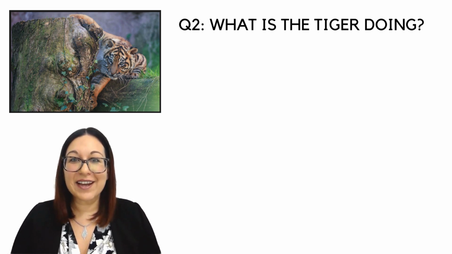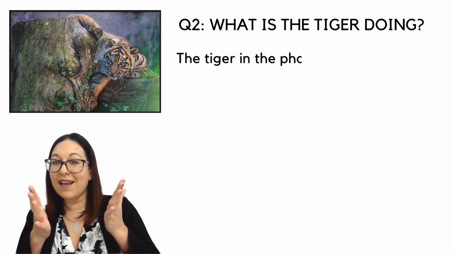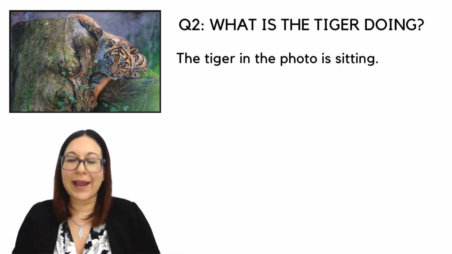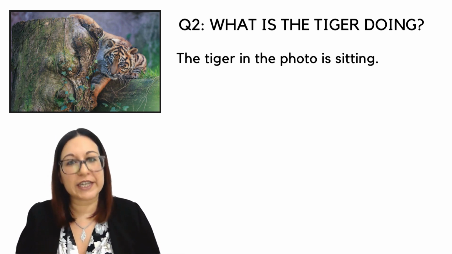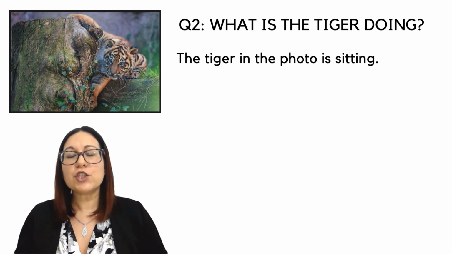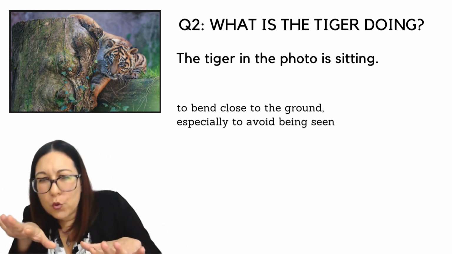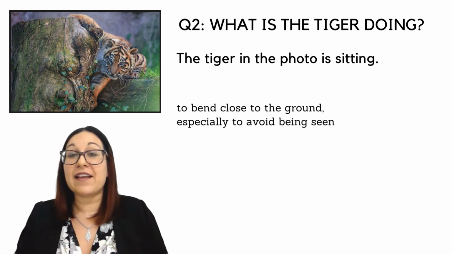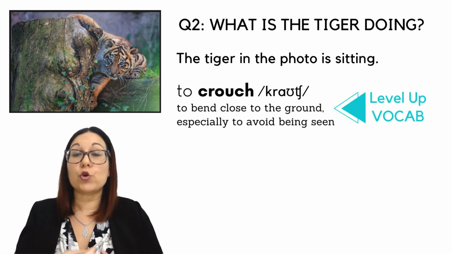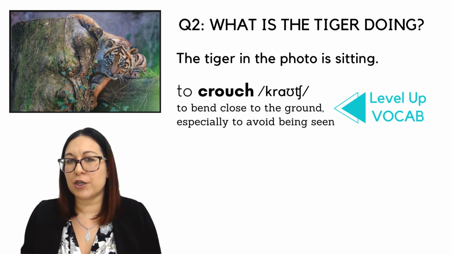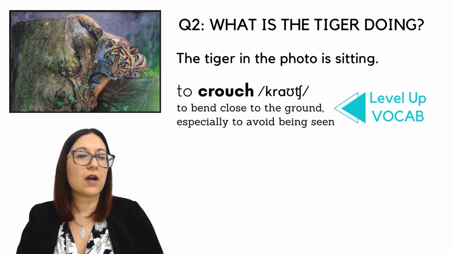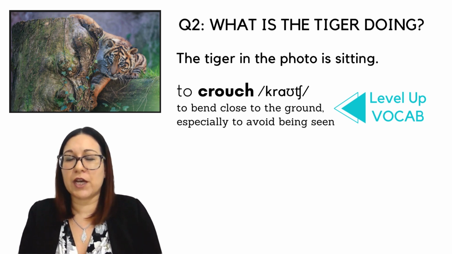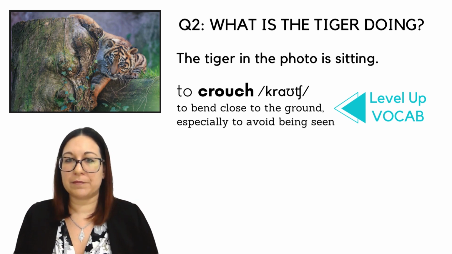So what is the tiger doing? Sitting. Yes, okay, the tiger is sitting, but we can do better than that. The tiger is sort of low down, like it's trying to hide from something. And that is the verb to crouch, to crouch. So the tiger or tiger cub is crouching.